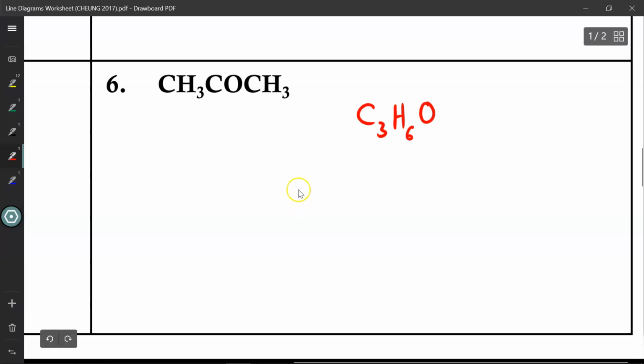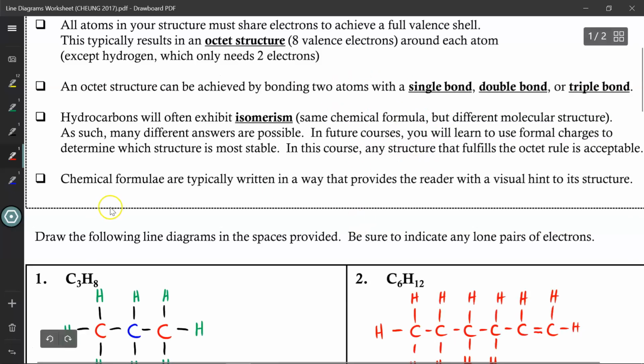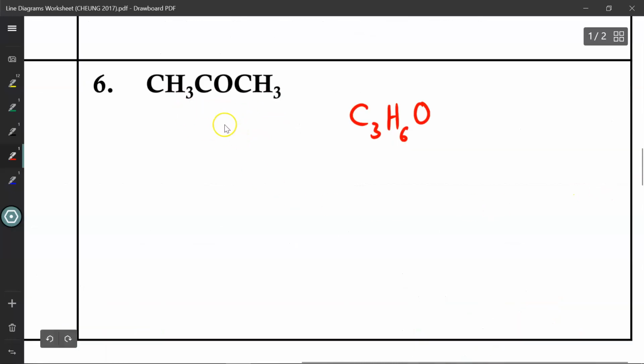Now the first question students will ask is, why is the formula written this way? Why not just write as C3H6O? That's a lot more condensed, it's a lot neater. Well, as I mentioned before, chemical formulas are typically written in a way that provides the reader with a visual hint to what the structure looks like. And that's what this is doing over here. It's trying to give you a hint on what the structure looks like.